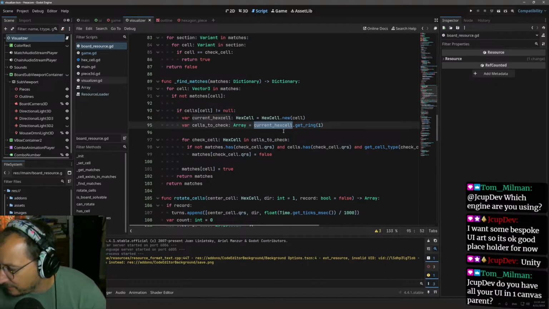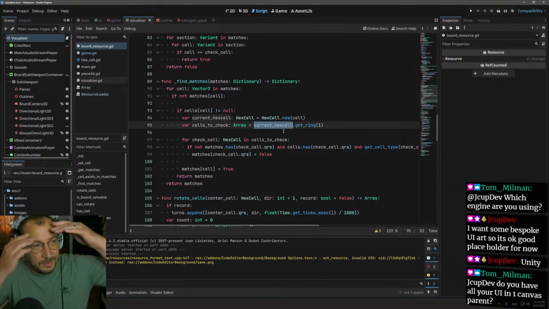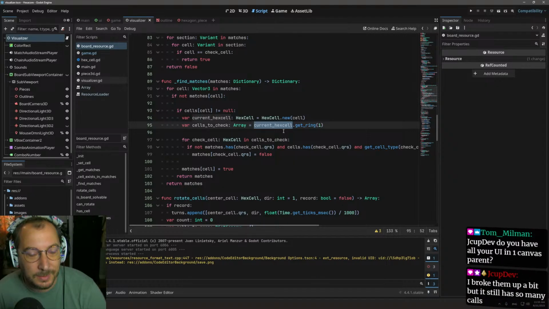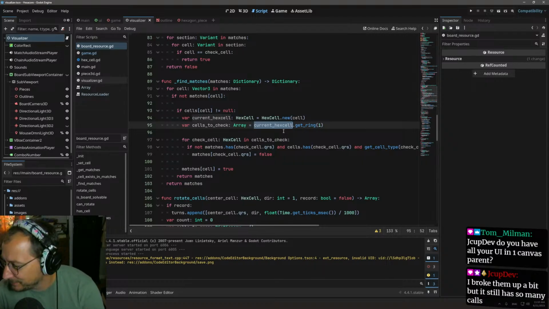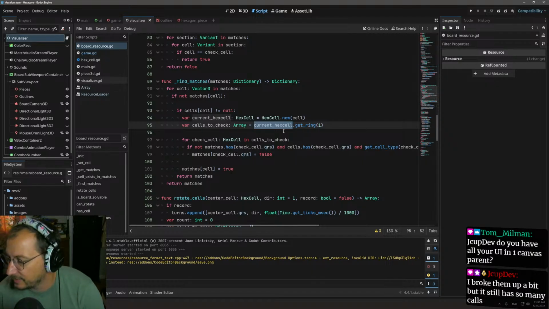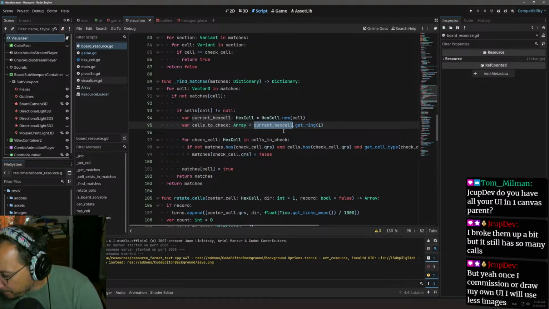It's the elements, but I have tons of images stacked. It calls a draw for each of the damn things. Yeah, dude, these engines, you have to know so much about them to get it to batch, you know? But yeah, once I commission or draw my own UI, I'll use fewer images.